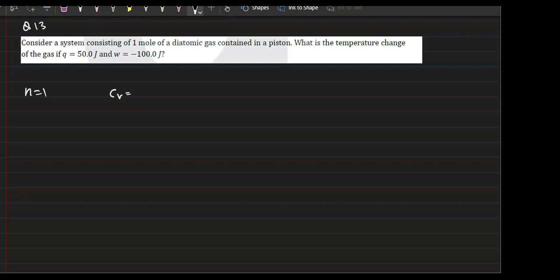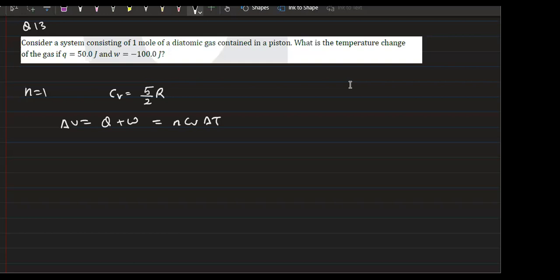diatomic के लिए Cv वैल्यू कितना होता है? 5/2 R. Yes or no? 5/2, right? What is the temperature change of gas if Q is given, W is given. ठीक है, right? So we know that delta U, formula putting it in, delta U is equal to Q plus W. Yes or no? And this is equal to n Cv delta T. As simple as that. हो गया.